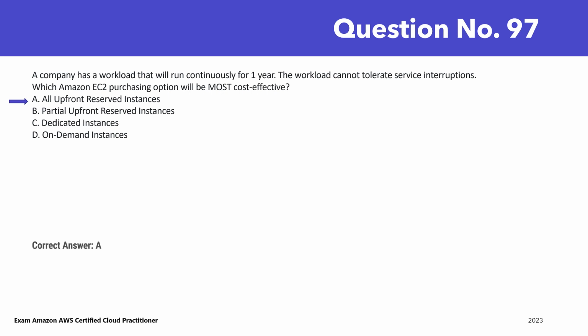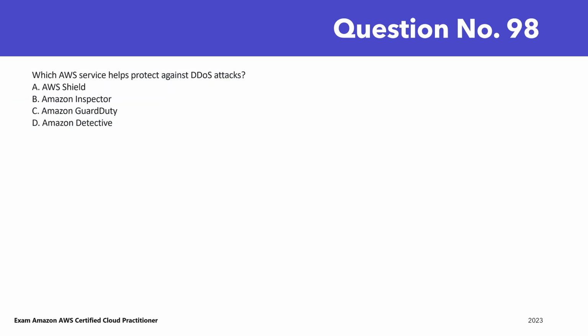Which AWS service helps protect against DDoS attacks? A. AWS Shield. B. Amazon Inspector. C. Amazon GuardDuty. D. Amazon Detective. Correct answer, A.